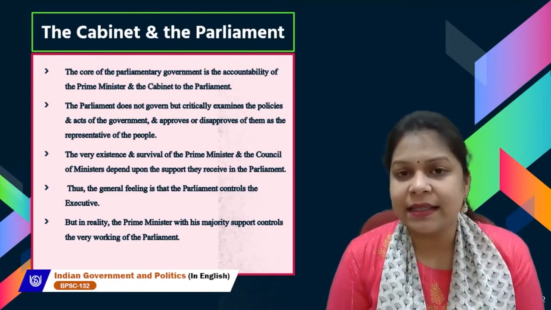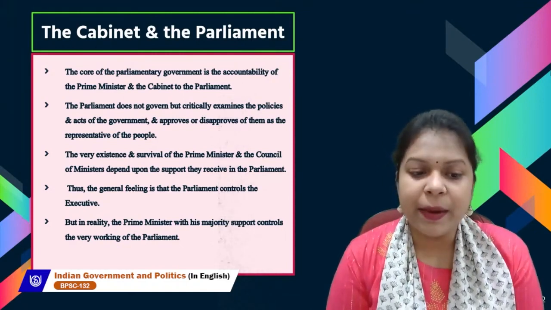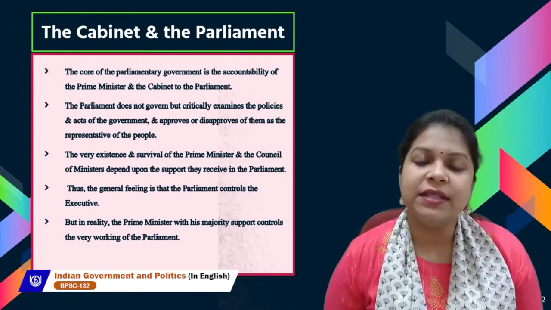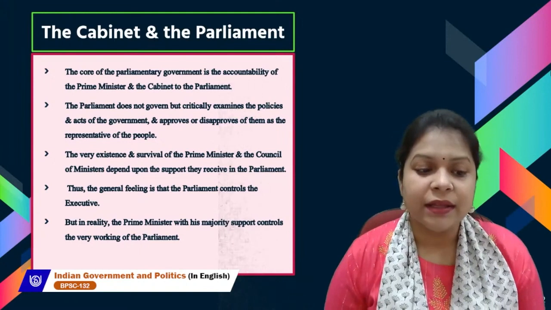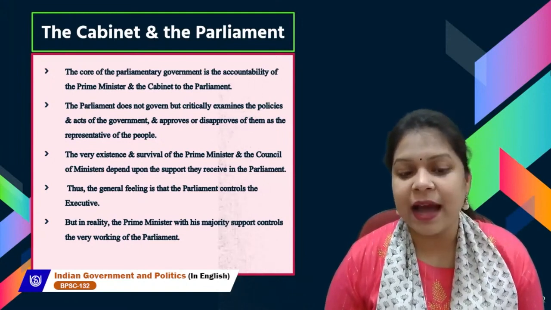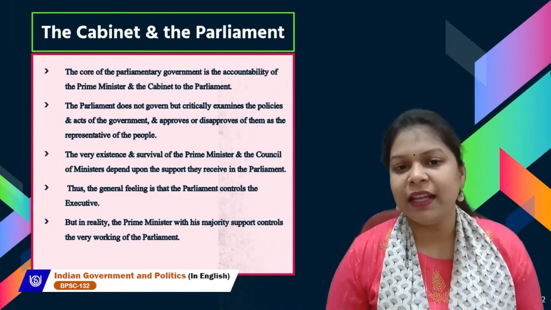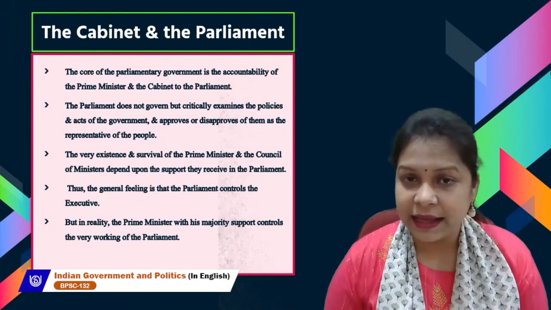The very existence and survival of the prime minister and the council of ministers depend upon the support they receive in the parliament. So the survival of the prime minister depends on the parliament. Thus, there is a general feeling that the parliament controls the executive. After learning these points, we can say that it is the parliament which controls the executive.